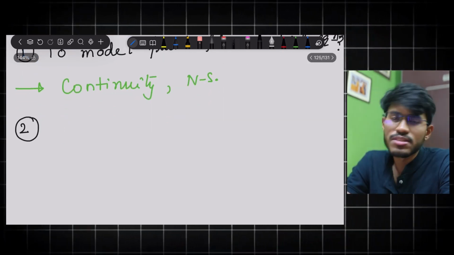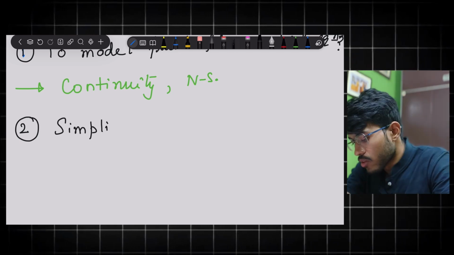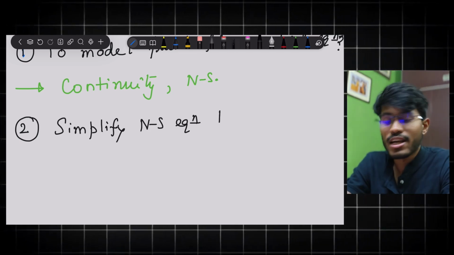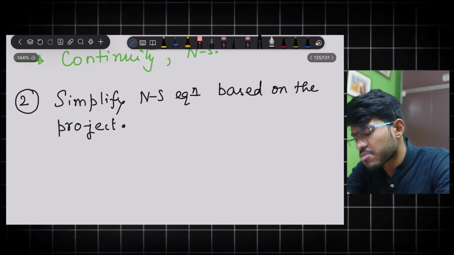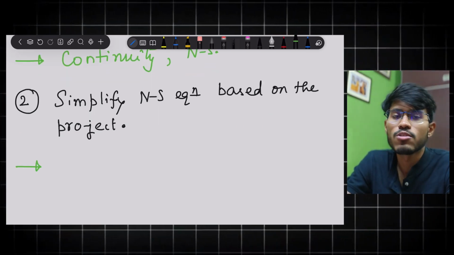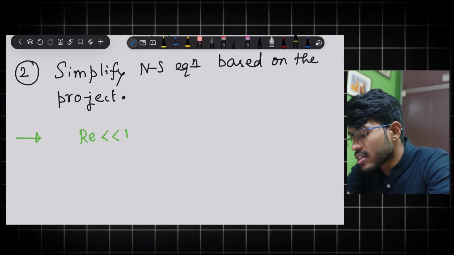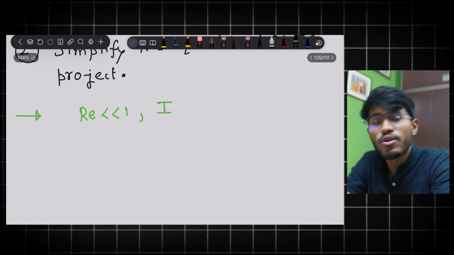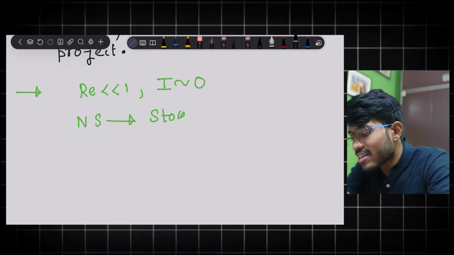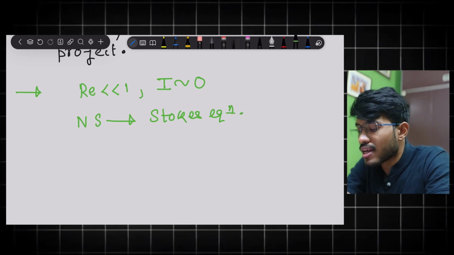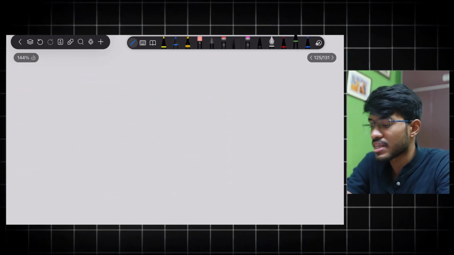Now, he asked me, can you simplify your equation based on your scenario? I was working in a microchannel and there the Re was very small, much less than 1, in the order of 10 to the power minus 3 or even lesser. That means the inertia terms will be negligible, so the Navier-Stokes equation will boil down to the Stokes equation. Then he asked me to write the Stokes equation. So you see, these concepts are very important.